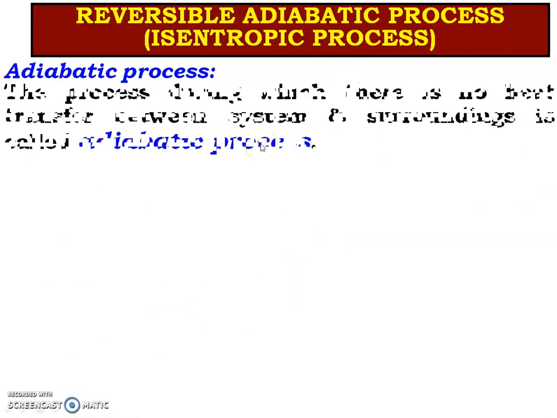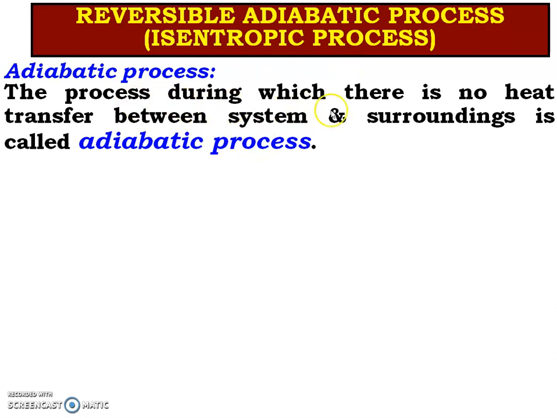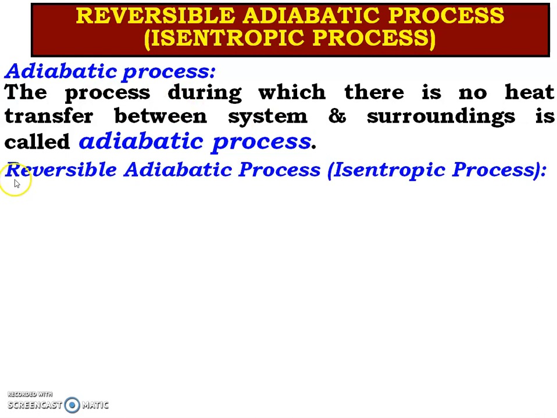Adiabatic process. The process during which there is no heat transfer between system and surrounding is called adiabatic process. Means the process in which there is no heat transfer. Okay? And there are two types of adiabatic process. One is reversible adiabatic process and another is the irreversible adiabatic process. As far as the syllabus is concerned, we are going to study only reversible adiabatic process.